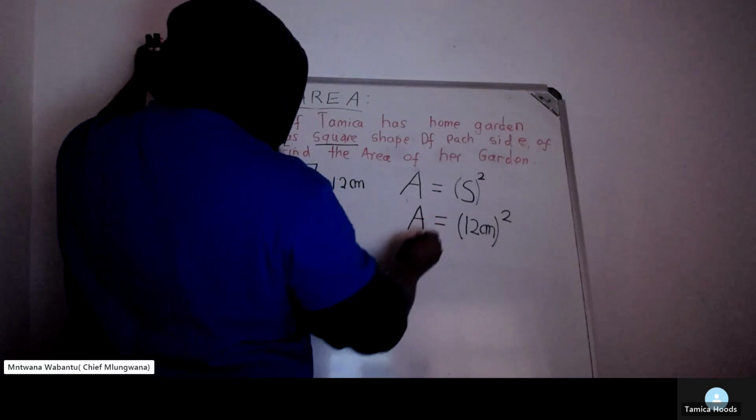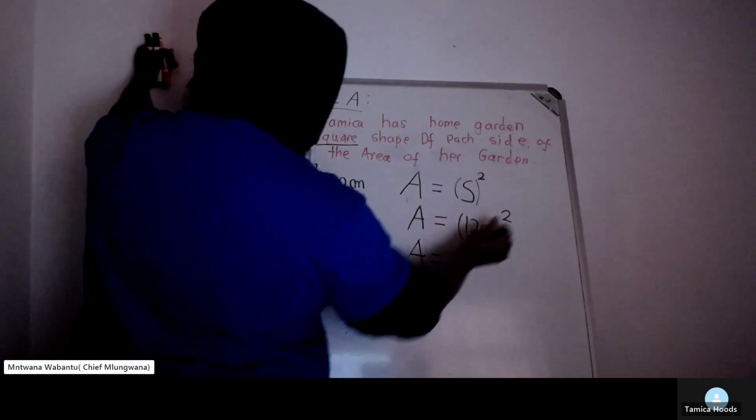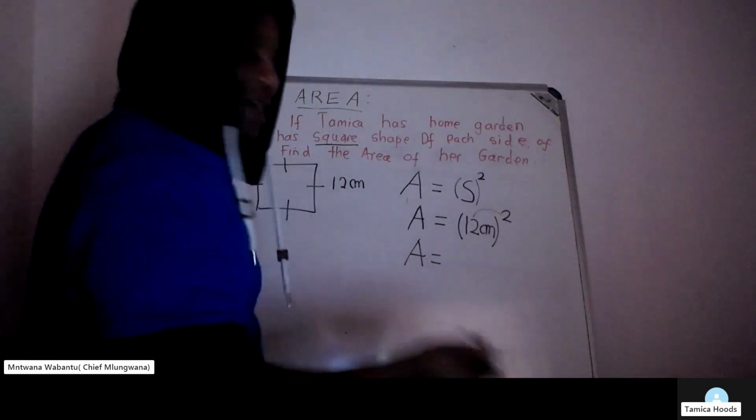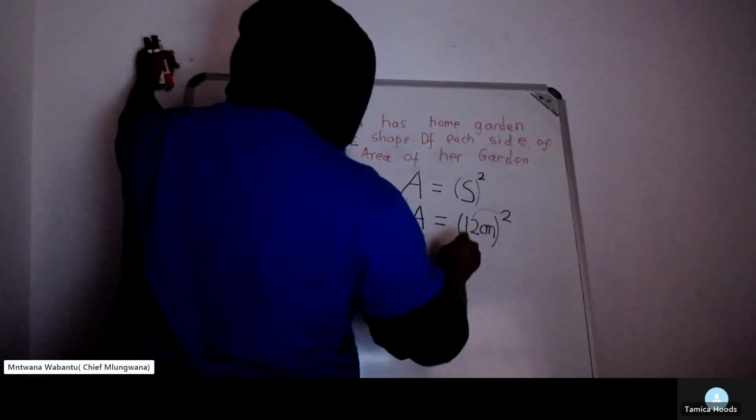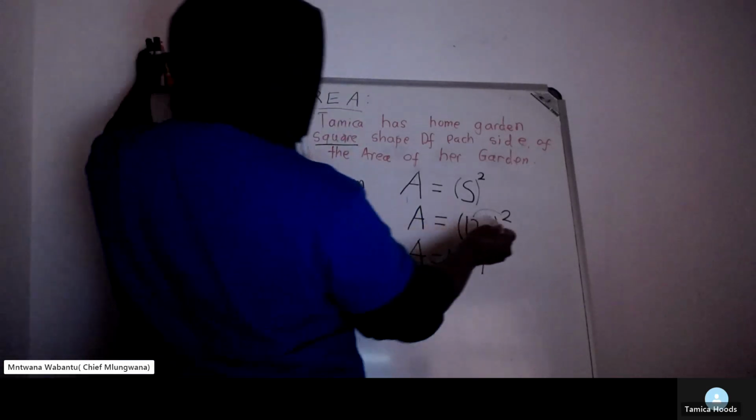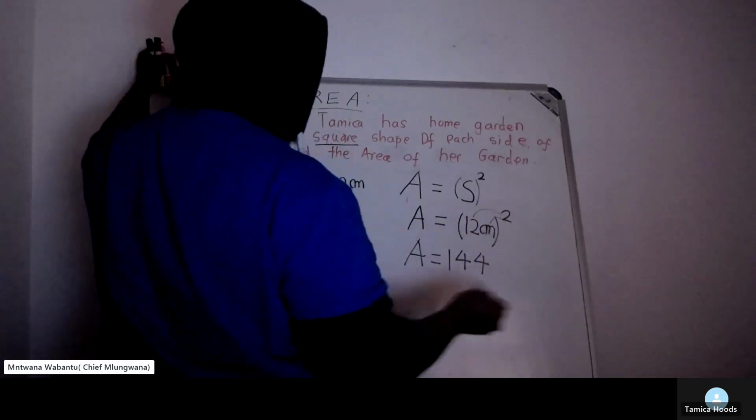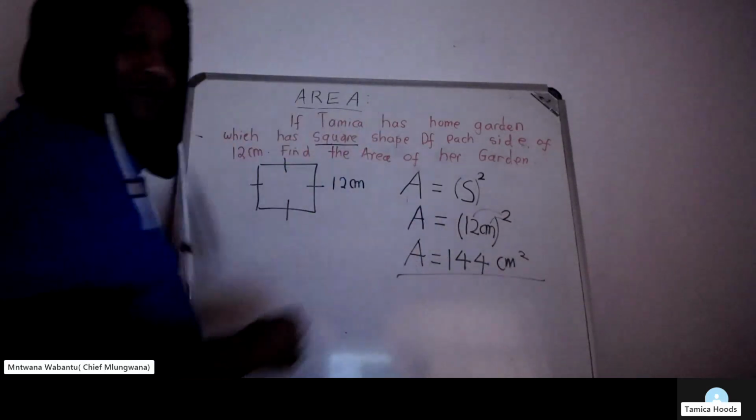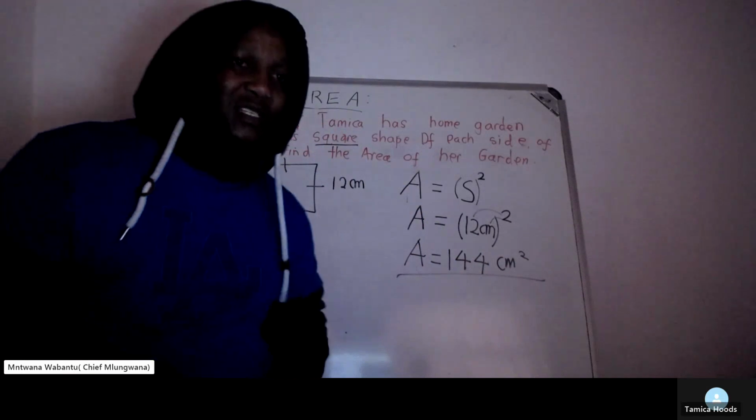So area, I write the way it is, and I come here and say 12 square. What is 12 square? 12 square means 12 times 12. 12 times 12 equals 144. Now you go and then what? Centimeter square. Centimeter with the square is going to be centimeter what? Square. Do you understand, Tamika?